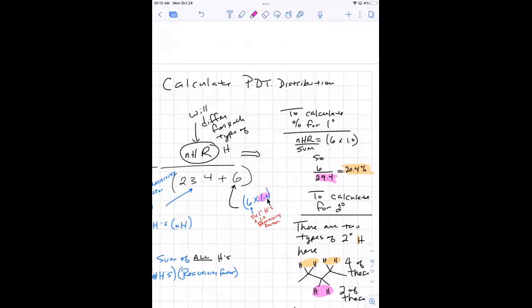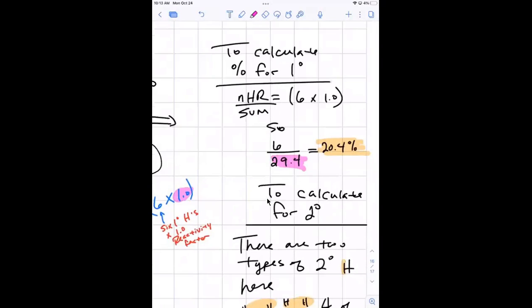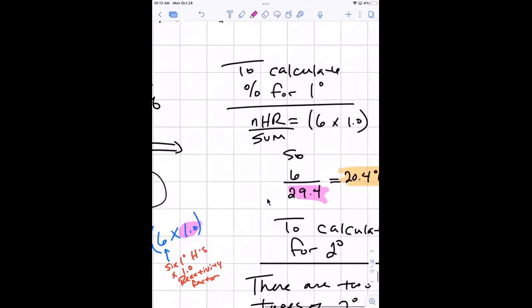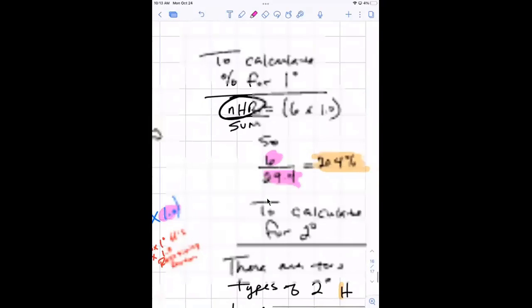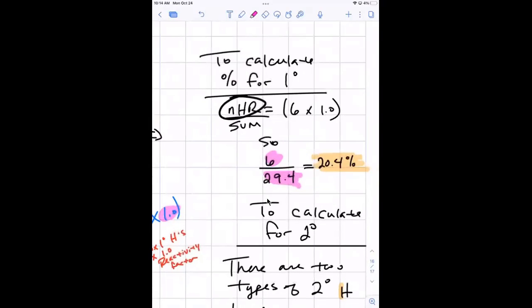So for the primary in the top, that NH times R, NH is 6. There were 6 primaries. R is the reactivity factor, which is 1. So 6 times 1 is 6. That's the number in the top. When we divide those two, we get 20.4%.